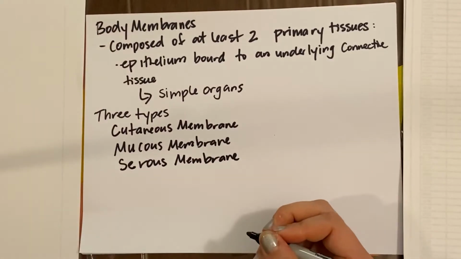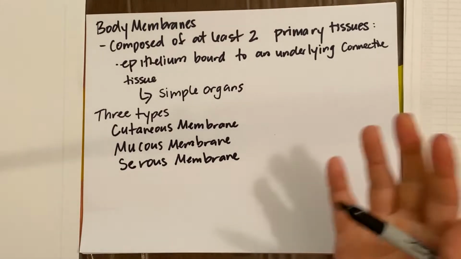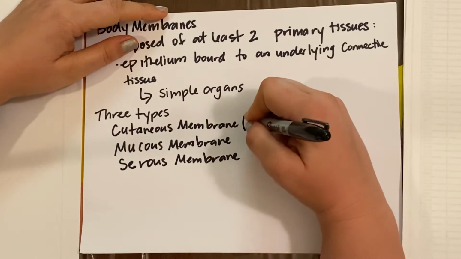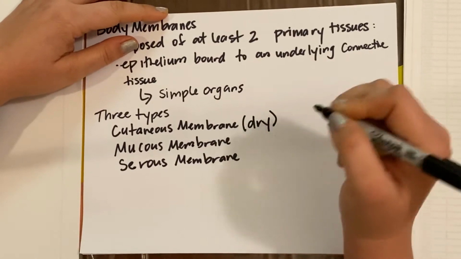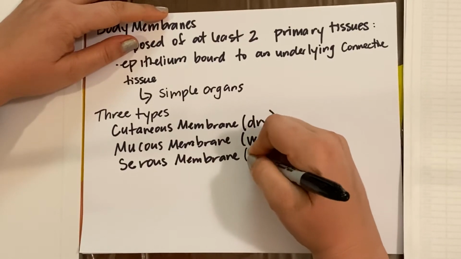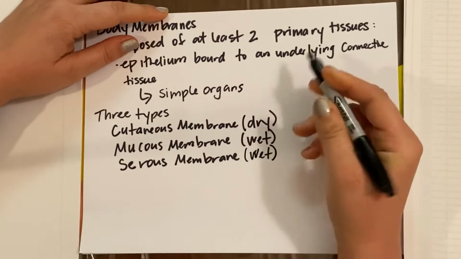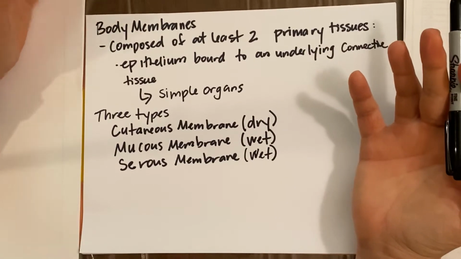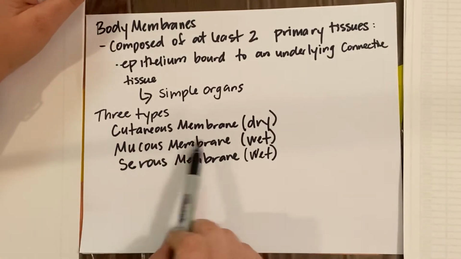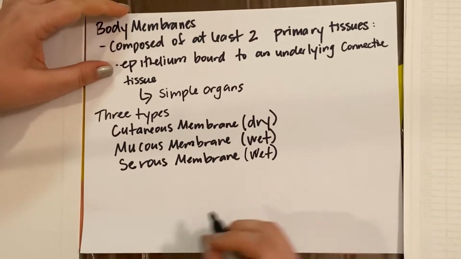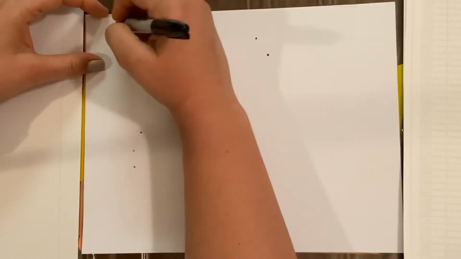Now, we're going to talk about how some of these are wet membranes and some of them are dry. I'll just put that here so we'll talk about it a little bit later, but this is going to be a dry membrane. And the mucous and the serous are going to be wet. Okay, and this will make more sense. The cutaneous membrane is going to be the skin. So it's on the outside, so it's dry. And then the mucous membrane and the serous membrane are inside the body, and so they have to be moist. All right, so we're going to first talk about the cutaneous membrane.